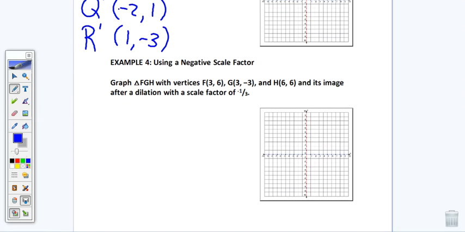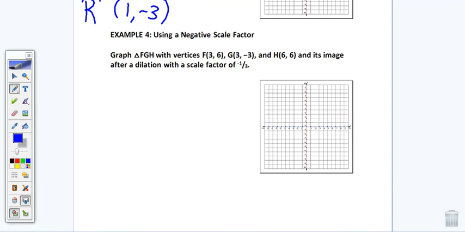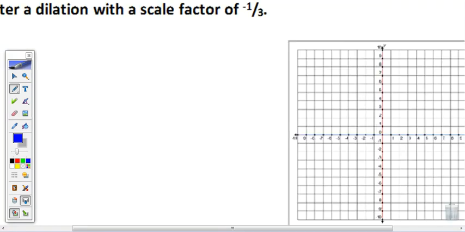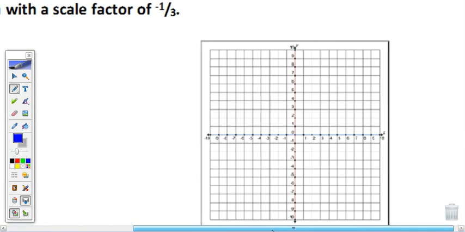Okay, so I think example 4 is kind of cool. It says using what kind of scale factor here? Negative scale factor. Okay, normally we don't use negative scale factors, but it can happen. And here's what happens with negative scale factors. First of all, let's graph FGH. Okay, so let's blow this up. Change it to be negative. Yeah, it's pretty interesting. Watch what happens here.